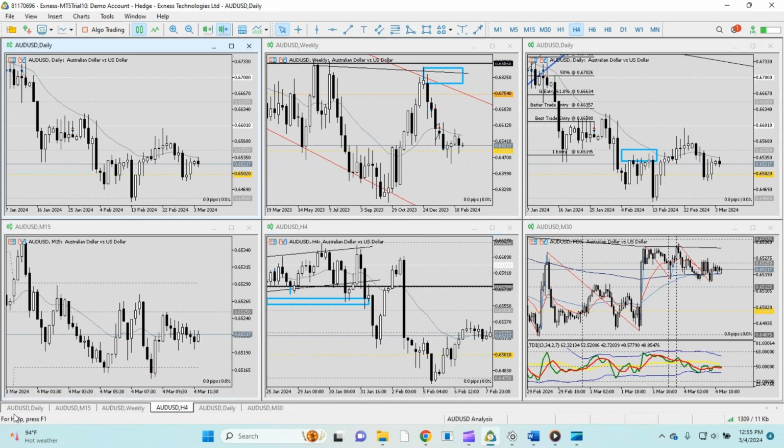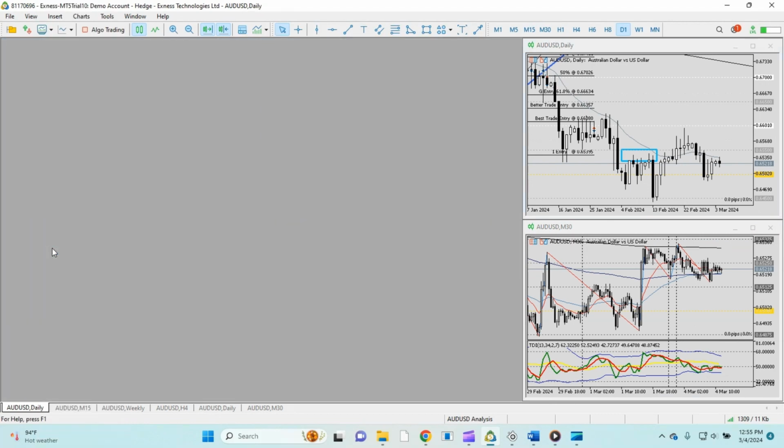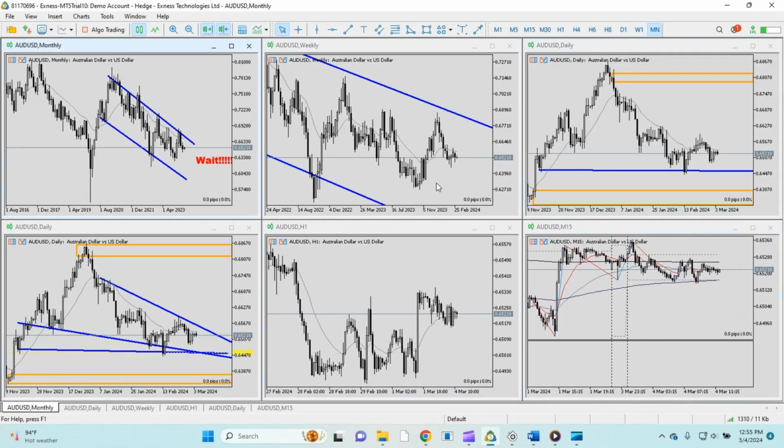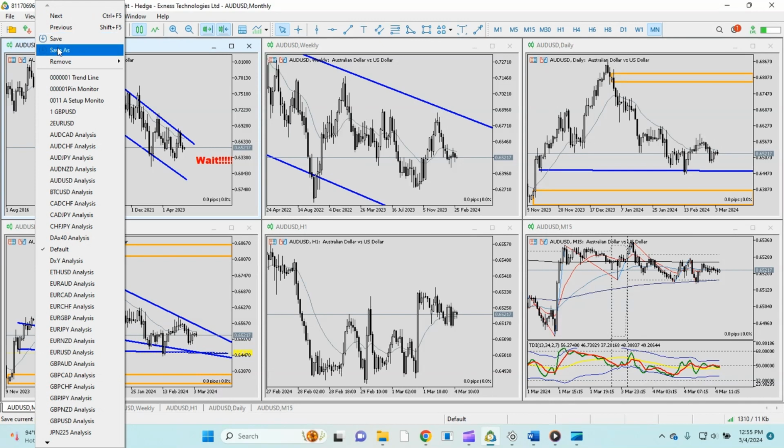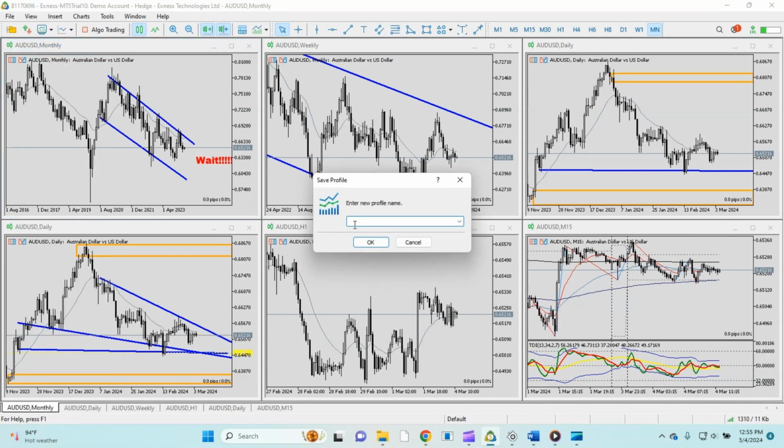So after marking your trade, you don't need to repeat this on a daily basis. What you do is just to come here and click save as. Then you write AUDUSD professional analysis, pro top-down analysis.